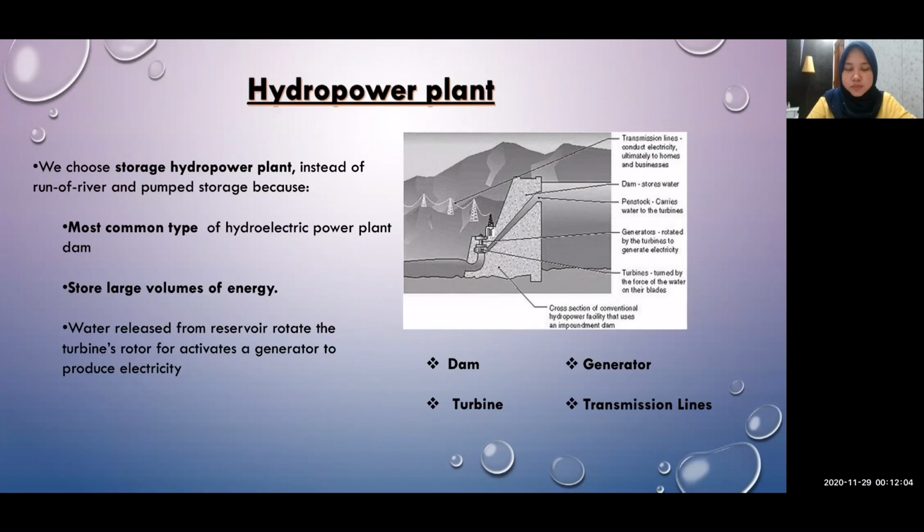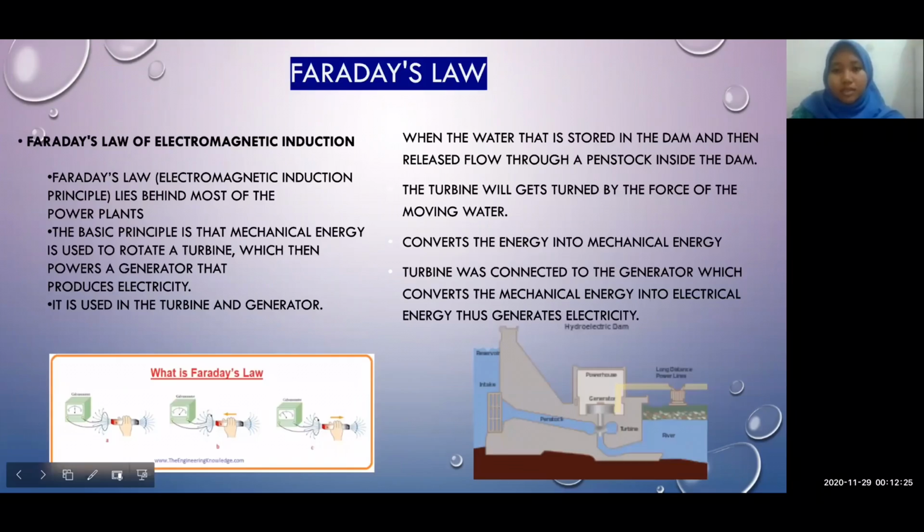Next is components of hydropower plant. Firstly, dam. The function of dam is to store water. Next is turbine. Turbine will turn by the force of the water on its blades. Thirdly is generator. Generator is rotated by the turbines to generate electricity. And lastly, transmission line, which is to conduct electricity ultimately to homes and businesses. Okay, next is Faraday's law.